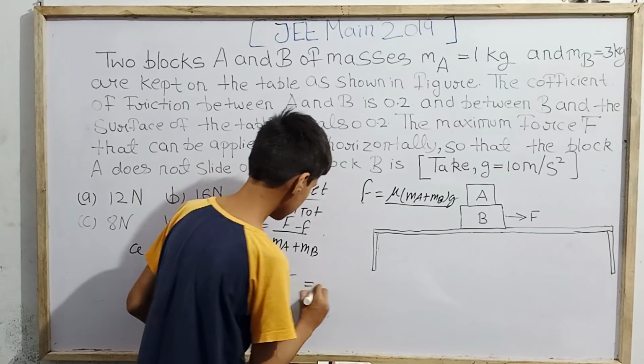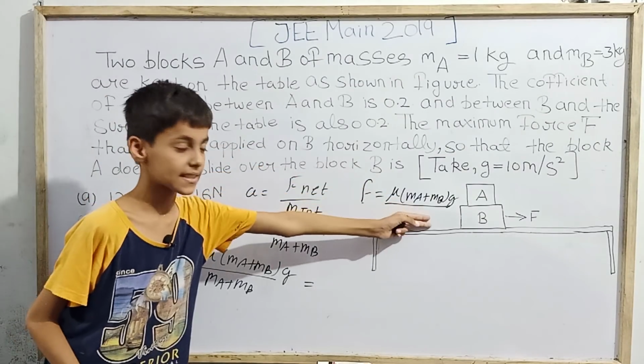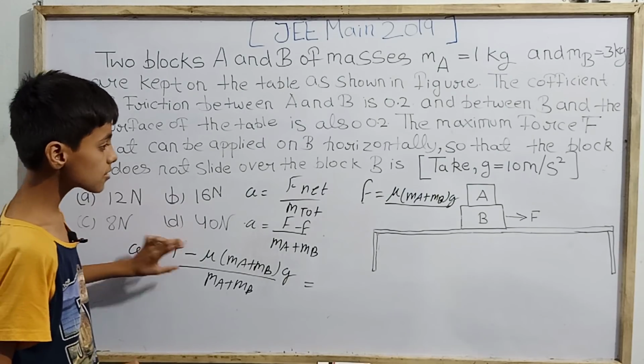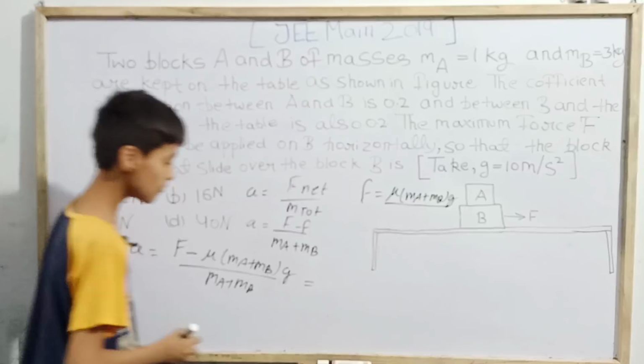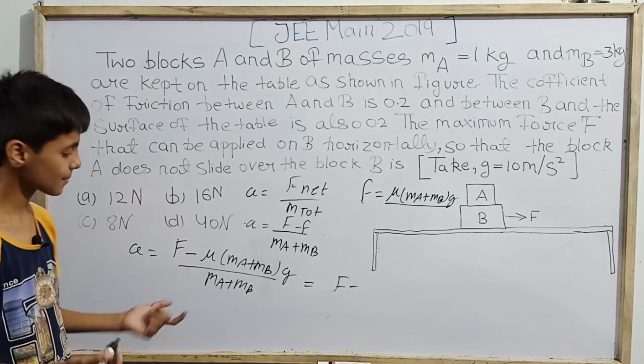Now the acceleration value we don't have. We haven't been given the acceleration of this system, so let it remain as it is. The force magnitude we ourselves have to find, so let F remain as it is. Just write F, and then the minus symbol.